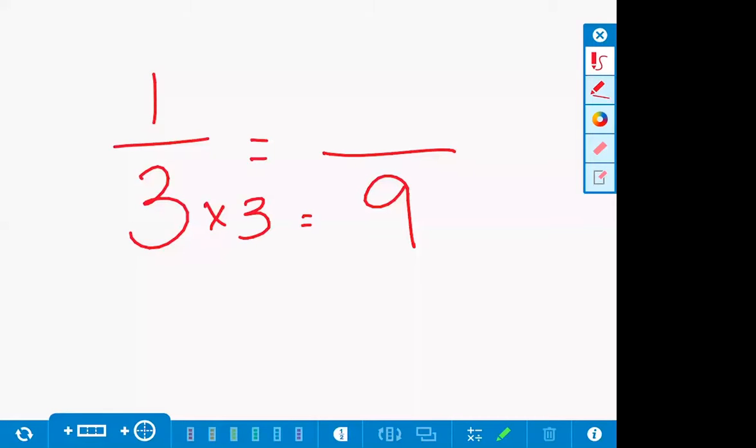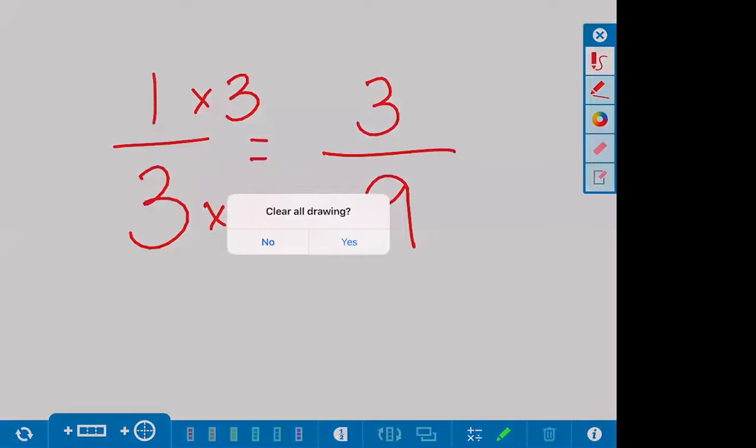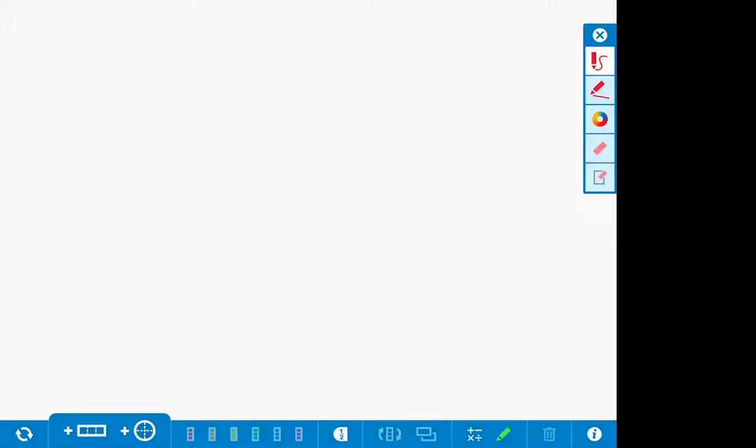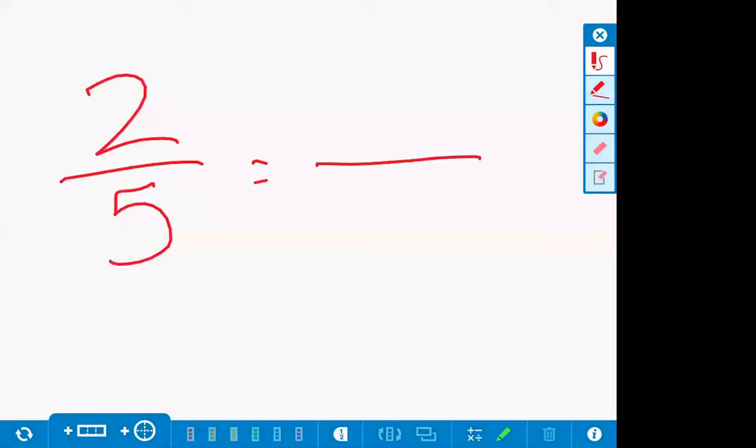So remember the strategy. 3 times 3 is 9. So whatever you do to the bottom, you've got to do to the top. So we're going to multiply the top by 3. And 3 times 1 is 3. So 1/3 is equivalent to 3/9. All right, I'm going to do another one and make sure everyone's got it. Let's do this one. 2/5 is equivalent to how many 15ths?